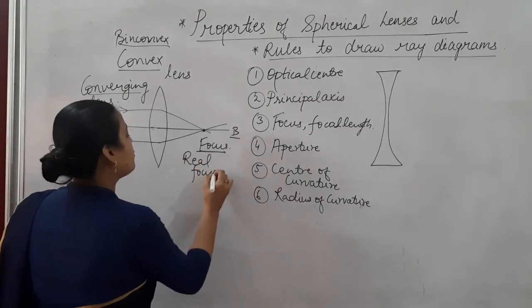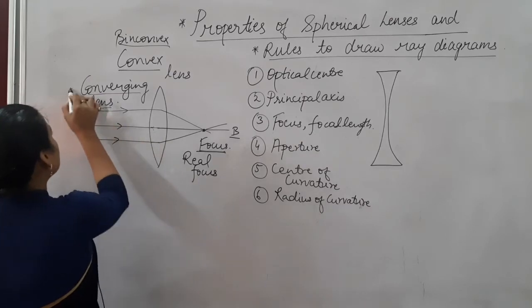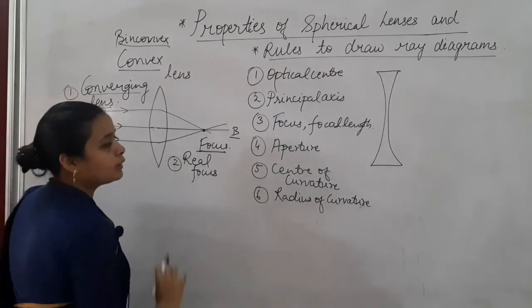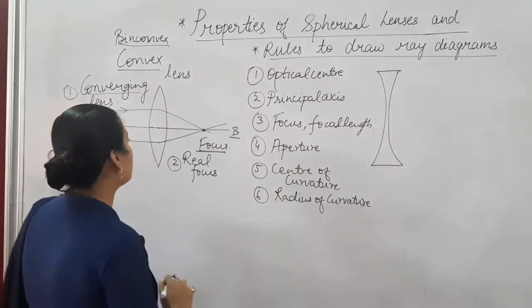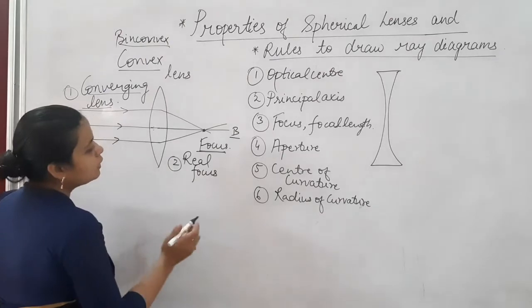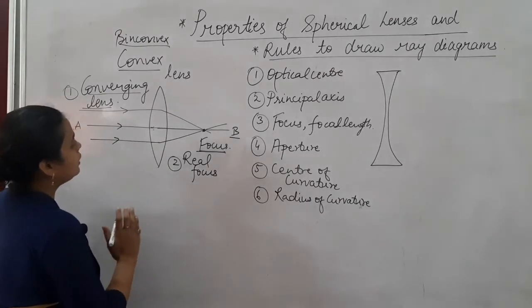This is its second property. Property number one is that it is a converging lens. Property number two is that a convex lens always has a real focus. The real focus lies on the right side of the lens. You have to remember this thing.